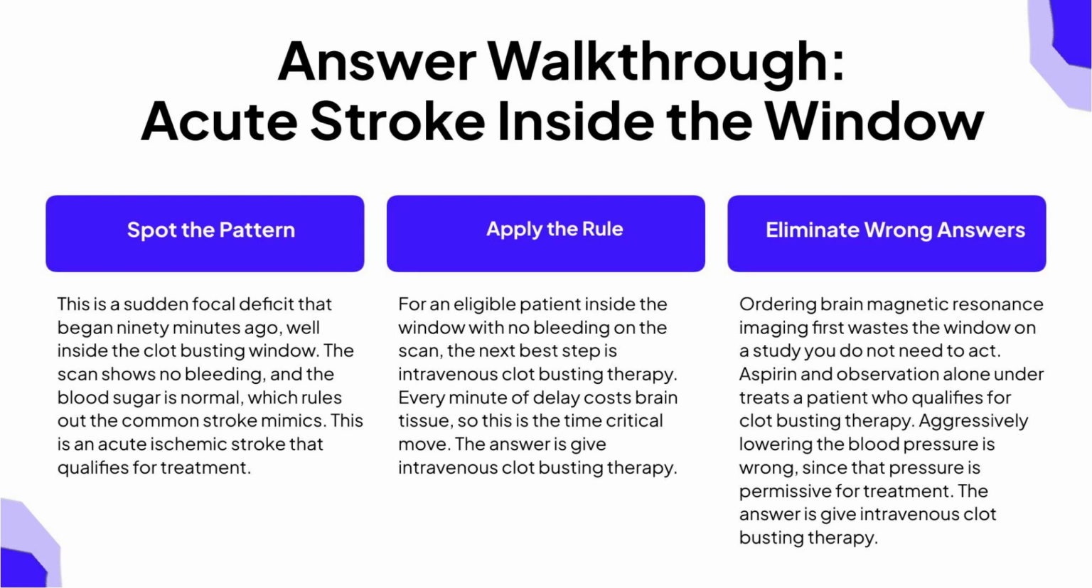Third, eliminate the wrong answers. Ordering brain magnetic resonance imaging first burns the window on a study you do not need in order to act. Starting aspirin and observing only undertreats a patient who qualifies for clot-busting medication. Aggressively lowering that blood pressure is a mistake, because a pressure of 160/90 is actually permissive for treatment, and dropping it hard can worsen the injury. The correct answer is to give intravenous clot-busting therapy.